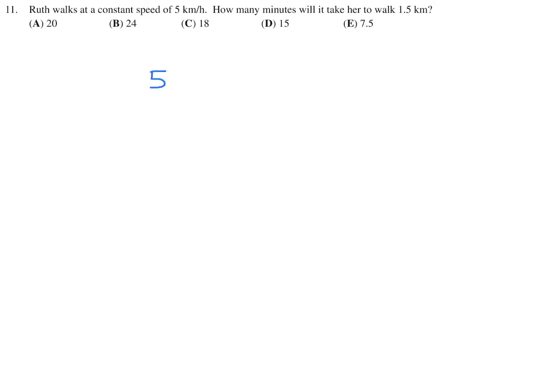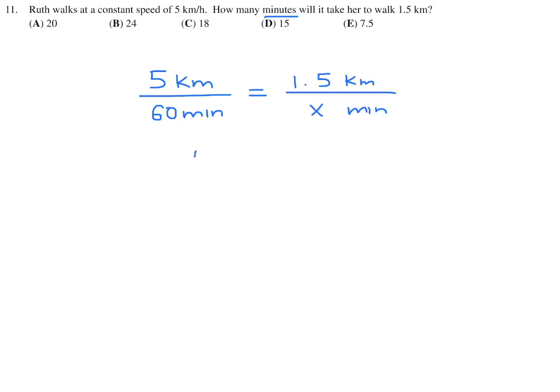So our ratio is 5 kilometers over 1 hour, but I'm going to change that to 60 minutes because they want an answer in minutes. So now she's walking 1.5 kilometers, and we want to know how many minutes. So X minutes. So this is a cross multiplication question. 5 times X, cross multiply, 60 times 1.5, like that.